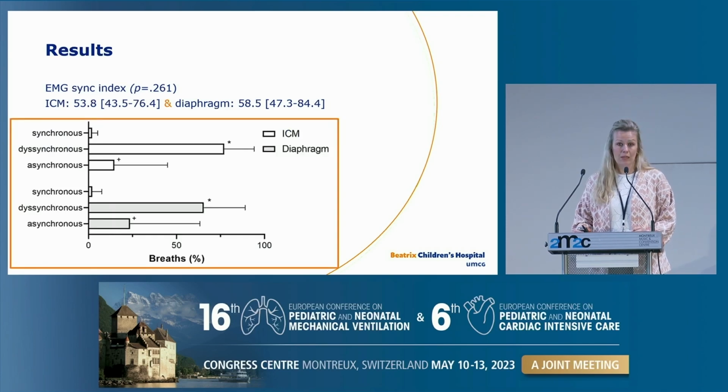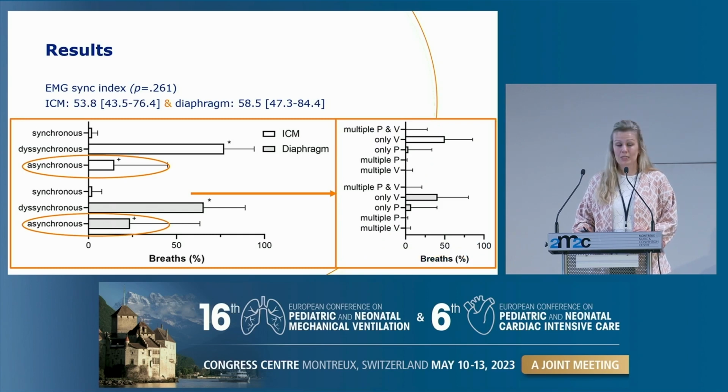When we take a look at the type of the breaths, the majority of the breaths were dyssynchronous. So it was 66% for the diaphragm and 77% for the intercostal muscles, the median rates. And the median rate of the asynchronous breaths was 14% for the intercostal muscles and 25% for the diaphragm. When we take a look at the types of the asynchronous breaths, the majority of the breaths for both muscle groups were only mechanical ventilatory pressurizations.